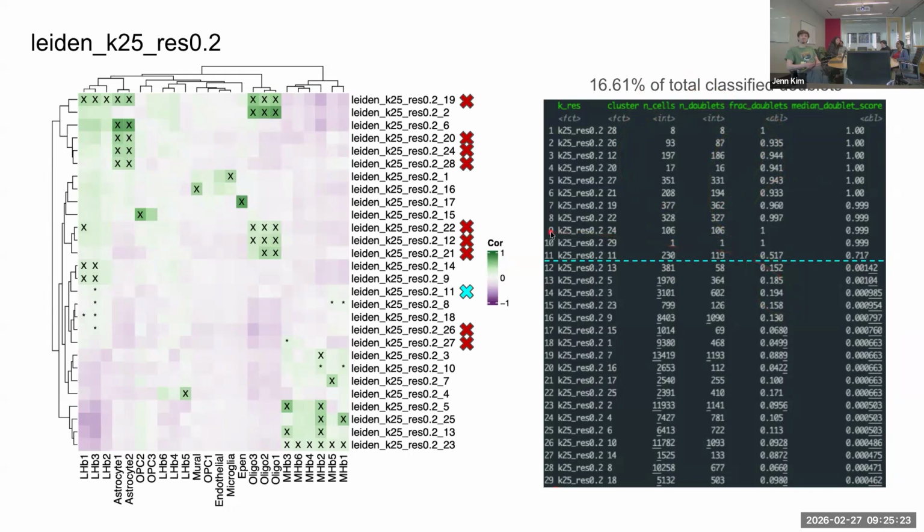So then when we look at the actual registration of our clusters to the reference data set, you can also appreciate that you're not removing entire reference clusters when you drop the doublets. So we can focus specifically on 19, 20, 24, and 28, which are removed, which all register to astrocyte 1 and 2 in the reference. But if you remove these doublet clusters, you still, for example, have cluster 6, which maps very strongly and now cleanly to astrocyte 1 and 2.